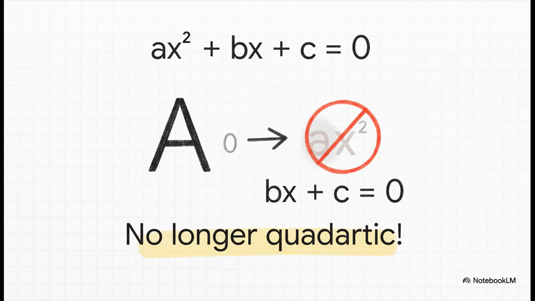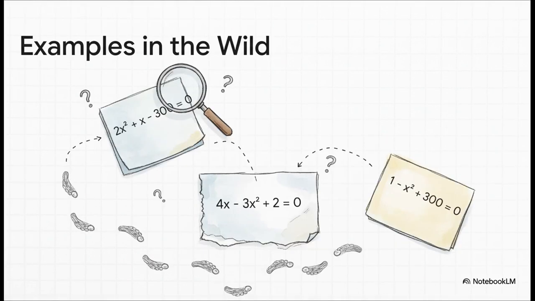Simple as that. So here are a few you might see out in the wild. And notice, they don't always show up looking perfect and tidy. The second and third ones here have their terms all mixed up, but they're still quadratic. Why? Because the highest power of x is still 2. All we have to do is just rearrange the pieces to see it clearly.